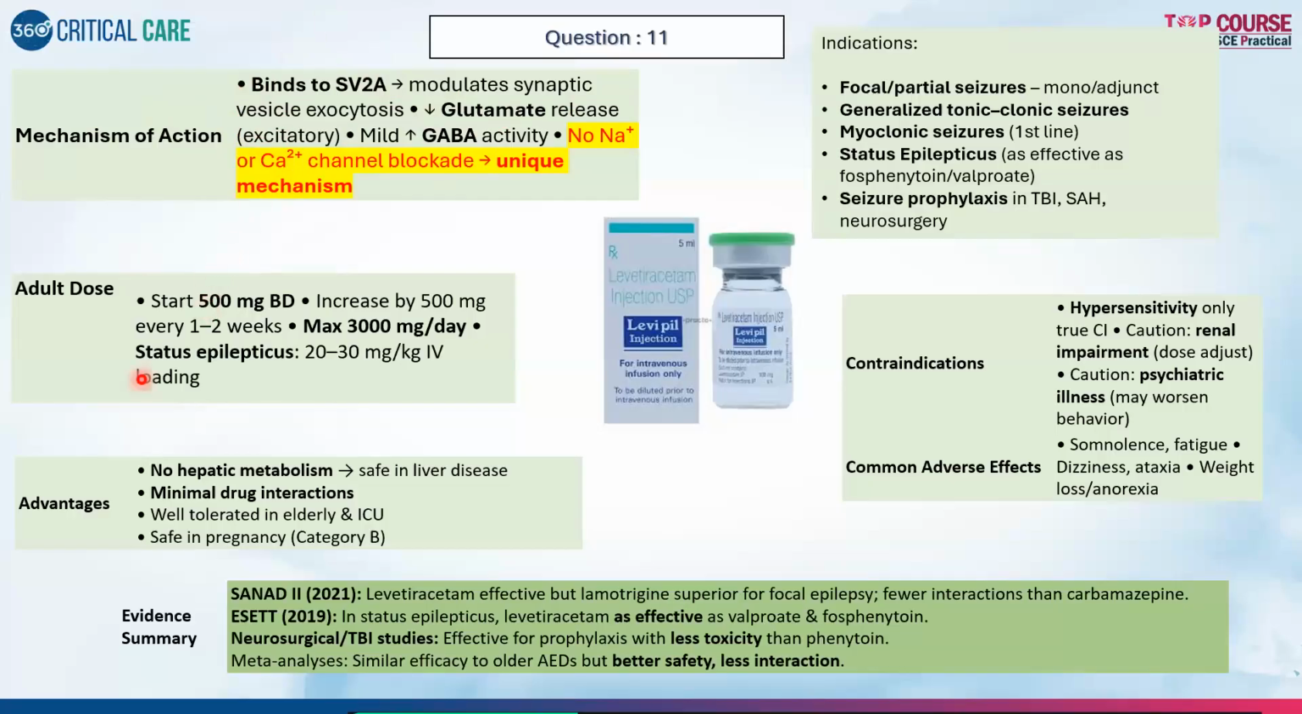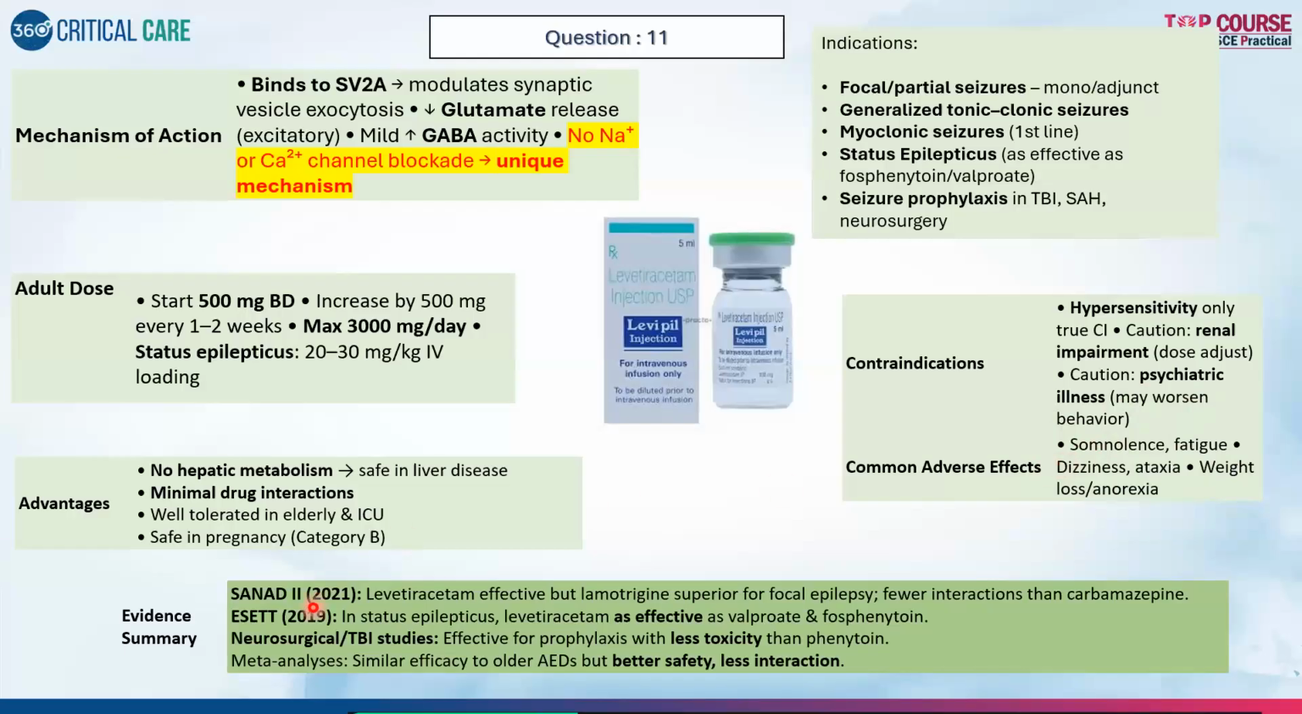And same, please know the dosing. The advantages: it has minimal drug interaction, no hepatic metabolism. It is safe in liver disease, safe in pregnancy, a category B drug. It is indicated in various types of seizures, in status epilepticus, seizure prophylaxis. Use with caution or decrease the dose in case of renal impairment. And common side effects one needs to know: fatigue, dizziness, ataxia.